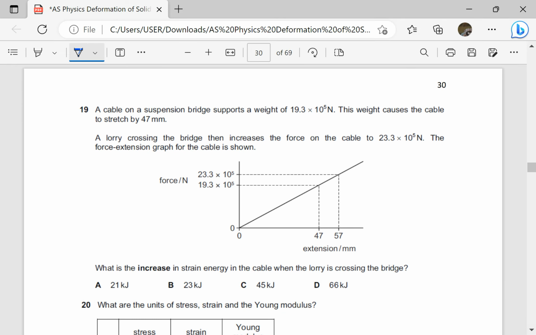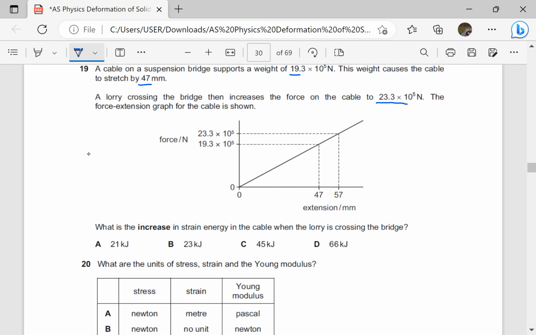A cable on a suspension bridge supports a weight of 19.3 times 10 power 5 newtons. This weight causes the cable to stretch by 47 millimeters. A lorry crossing the bridge then increases the force on the cable to 23.3 times 10 power 5 newtons. The extension graph for the cable is shown. What is the increase in strain energy in the cable when the lorry is crossing the bridge?